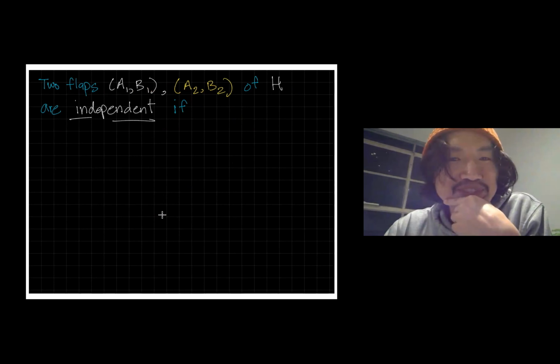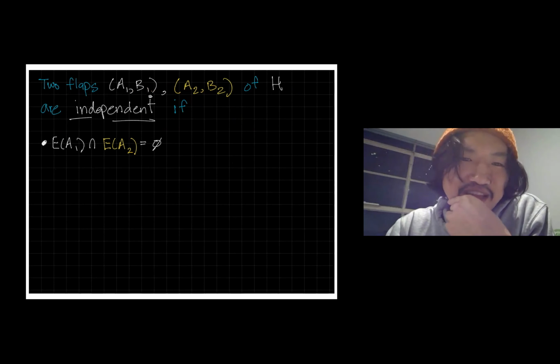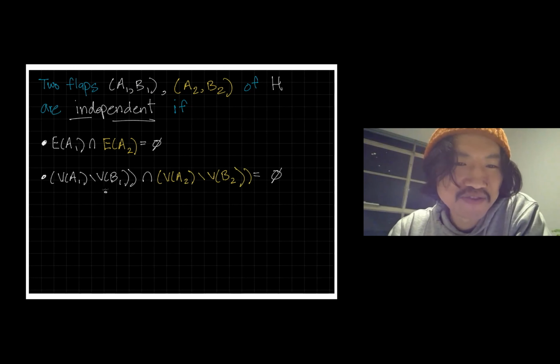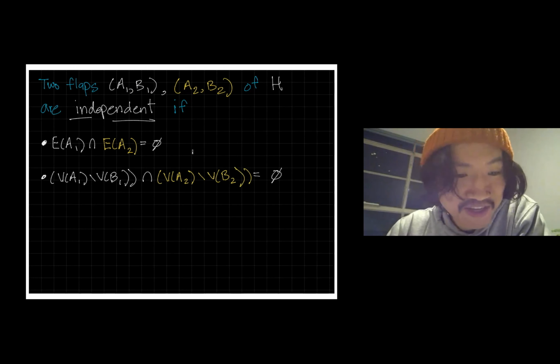Let's say that two flaps are independent if the following two conditions hold. Remember, a flap is an at most two separation where the left-hand side is the planar part, right? So two flaps are independent if the planar parts are edge disjoint and they are vertex disjoint in this sense. It means that you shouldn't have a vertex that's in the interior of A1, so it's in A1 but not on the boundary of A1, and it's in A2 but not on the boundary of A2. So there shouldn't be a vertex that's internal to both of these planar parts, right? I should say that these conditions are independent from each other, so neither actually implies the other.